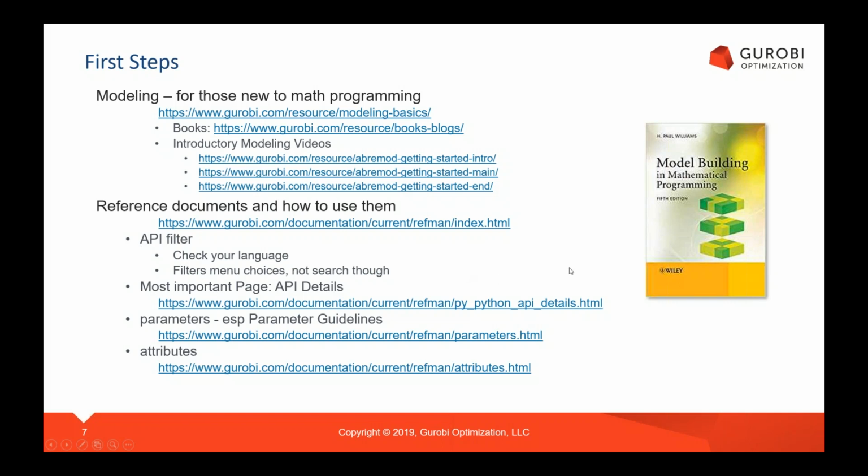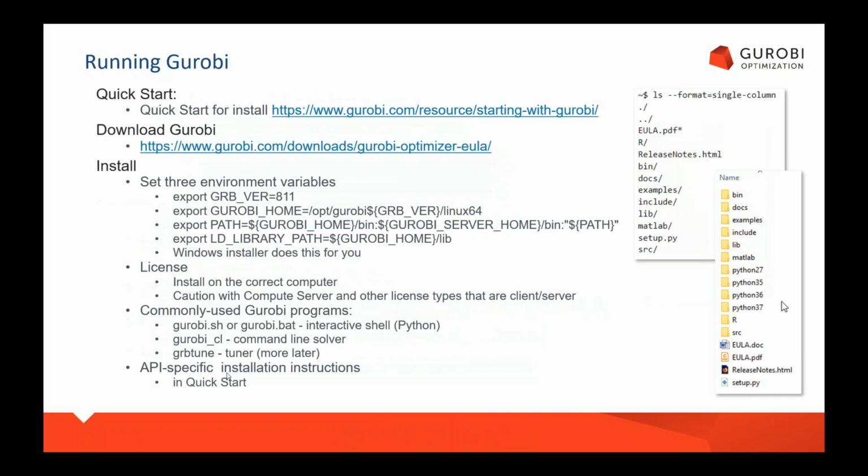Actually, there is one thing. Let me back up. I just had a thought. So these API specific instructions go beyond just installation. For all the languages, they include a tutorial on how to use Gurobi with that language. So remember, that's near the bottom of the quick start page. There's one link for each language. So I'd say even if you're in Python and you want to use the videos, those are still worth doing.